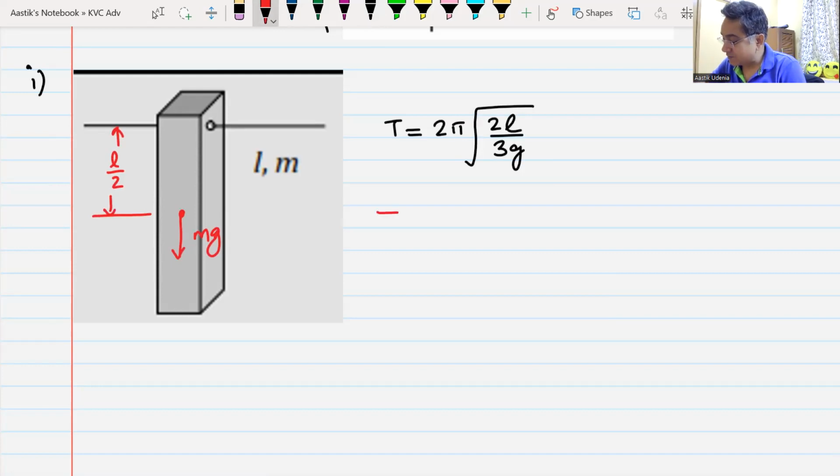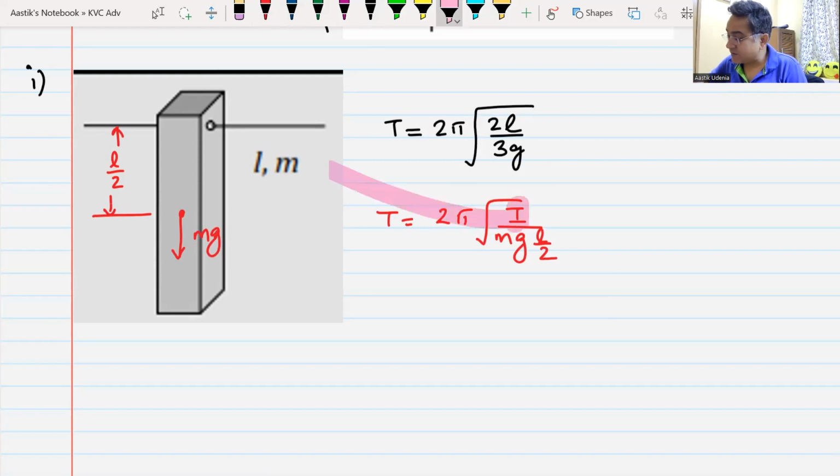How did I get this time period? Time period is 2 pi root over moment of inertia divided by mg into the distance between these 2 points. It is L by 2. How much is the moment of inertia about this axis? Everyone knows it. If you don't know it, you can go and check it out. And that is how you will get the answer for this one. I hope I have made my point pretty clear. Yes or no? Yes.